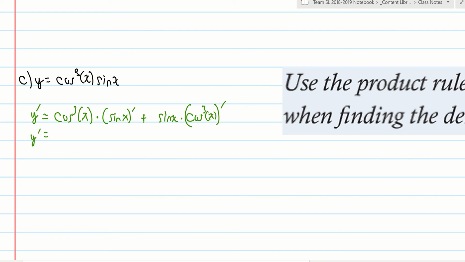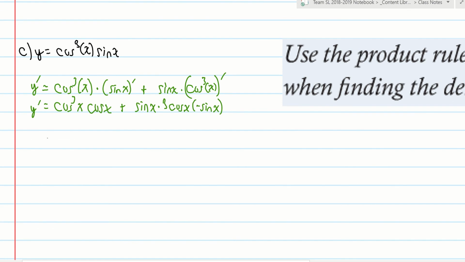So y prime equals, rewrite cosine cubed x, and then take the derivative of sine x, which is cosine x, plus then rewrite sine x, and now take the derivative. So chain rule away. So we have times 3, rewrite cosine x, take the derivative of cosine x, which is negative sine x. All right, now it's all about cleaning up.